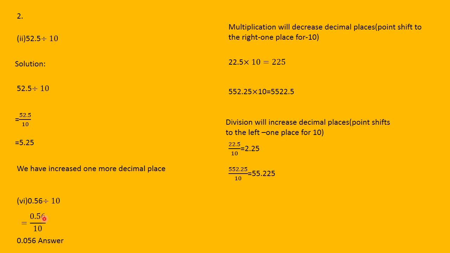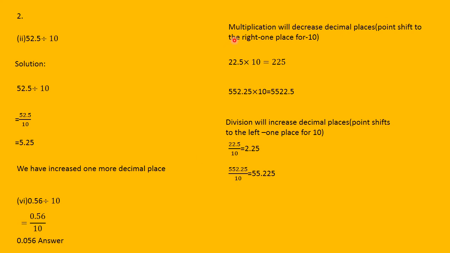Already 2 decimal places are there. Then we are dividing it by 10. So you should have 3 decimal places. How will you get 3 decimal places? You will write 0.056. You will start from the right, 6, 5, and you should have one more decimal place. That decimal place you will write as 0.